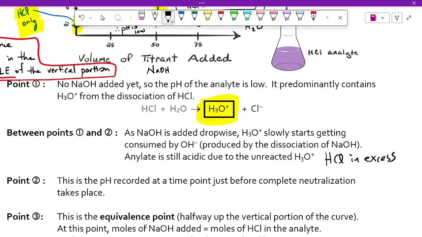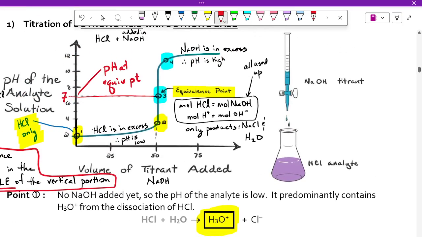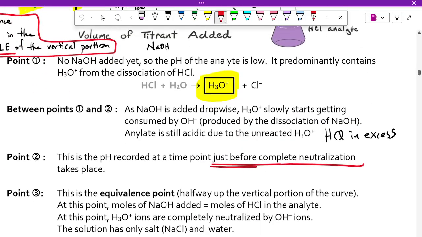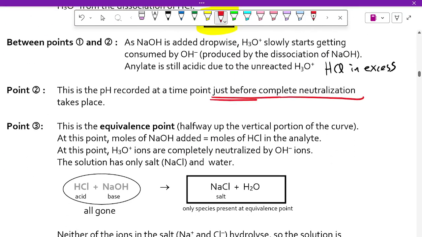0.2 is just before complete neutralization. So you see how this point is just before complete neutralization? It's still low. And then all of a sudden, once you get to that equivalence point, it just spikes upwards. That's because the pH is a logarithmic scale, and you're going by a power of 10 every time you flip over from being acid to being base. So the equivalence point is halfway up the vertical portion of the curve. That is our equivalence point.